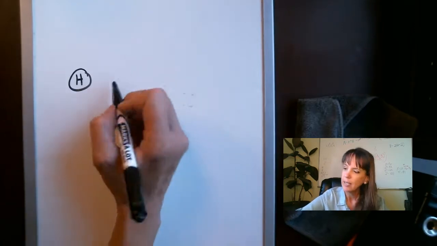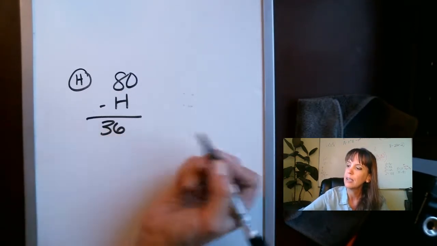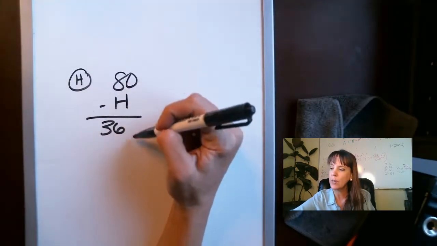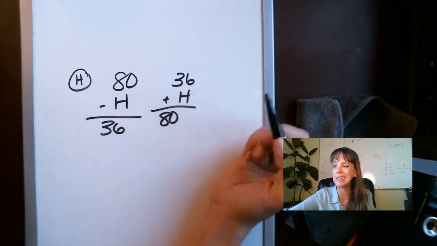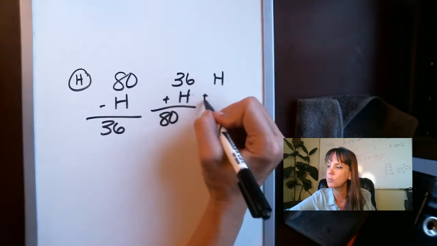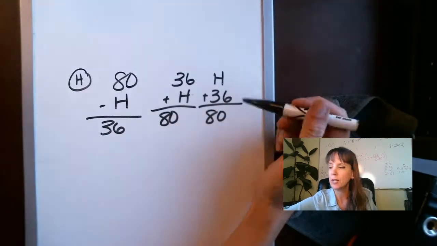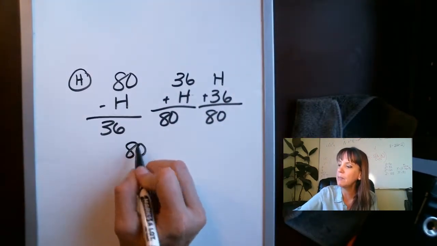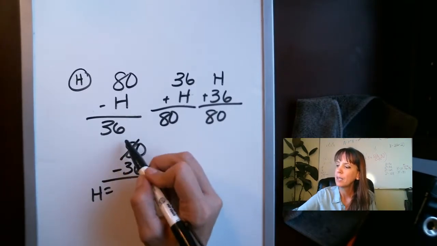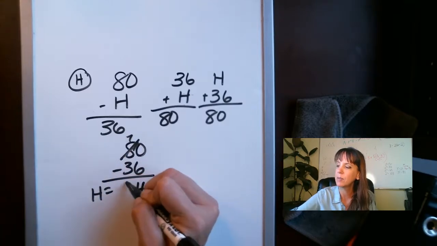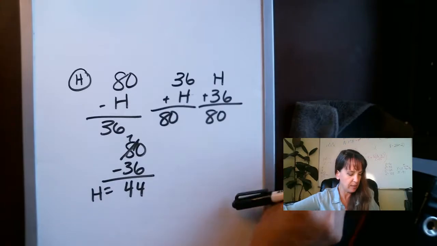H, we get 80 minus H is 36. Well, if we subtract in this direction, we add in this direction. 36 plus H is 80. That doesn't help us, so let's rewrite it as H plus 36 equals 80. If we add in this direction, we subtract in this direction. 80 minus 36 equals H. Let's do the math here. This is 7, this is 10, we get 44. 44 is our answer. Okay, so that was H, and then the last one is I.